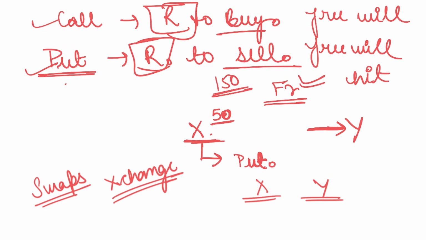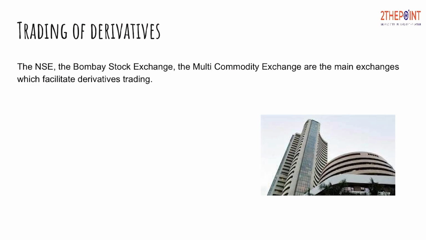So now where are these traded? Trading of derivatives takes place at NSE, BSE and at multi-commodity exchanges. There are other exchanges as well where the trading of derivatives takes place, but these are the three major ones where the trading of derivatives takes place.